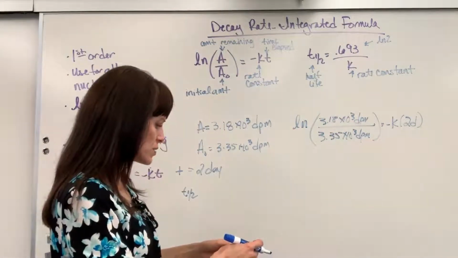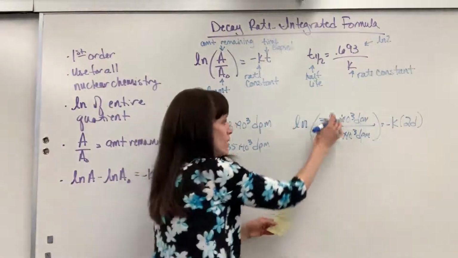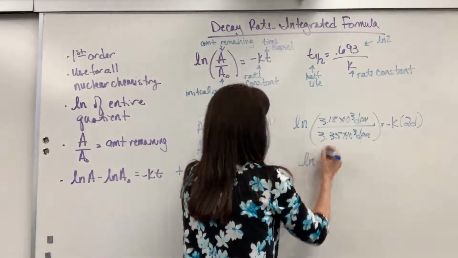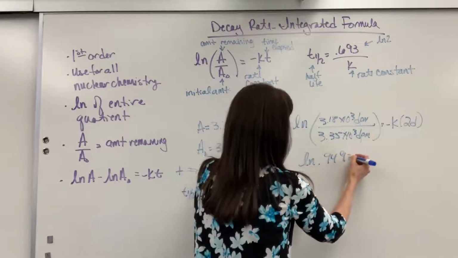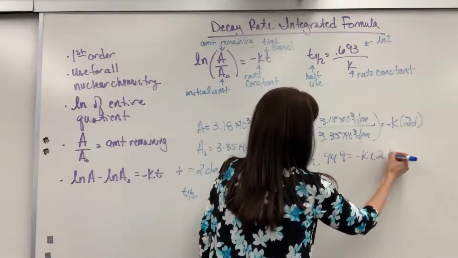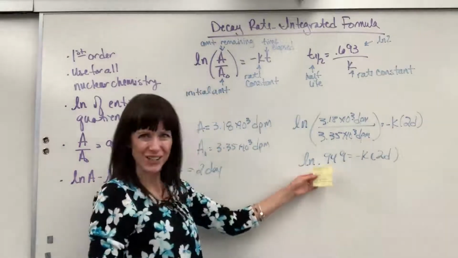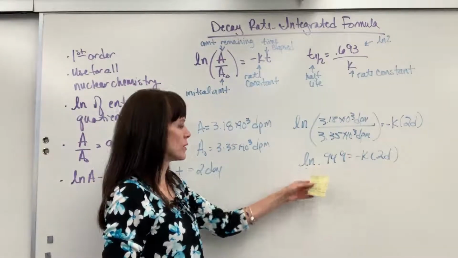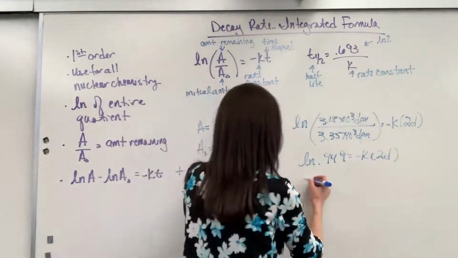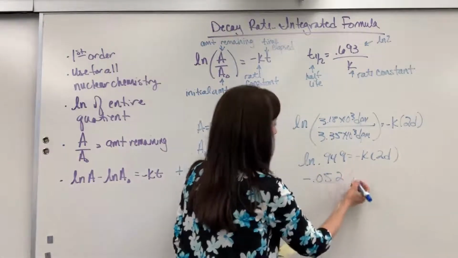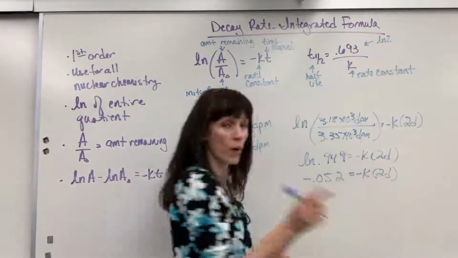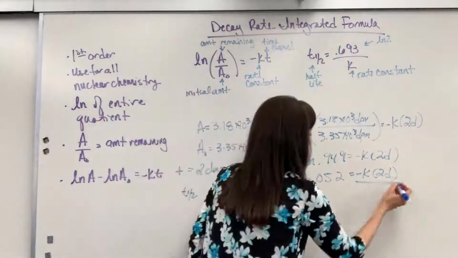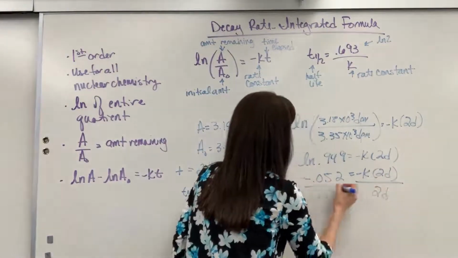And when you do that, you will get, so I did this where I actually divided it to drive this home. Divided those two numbers and I got the natural log of 0.949 equals negative k 2d. So take the natural log of that 0.949 and it gives us a negative 0.052 equals the rate constant times 2d. Now watch the units on this. I'm going to divide both sides by 2d.